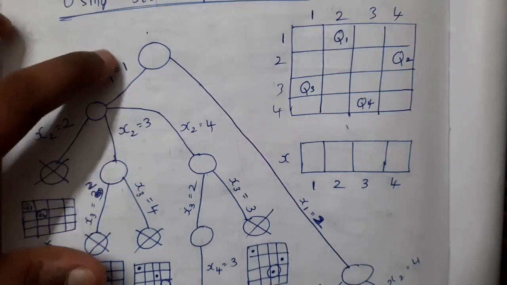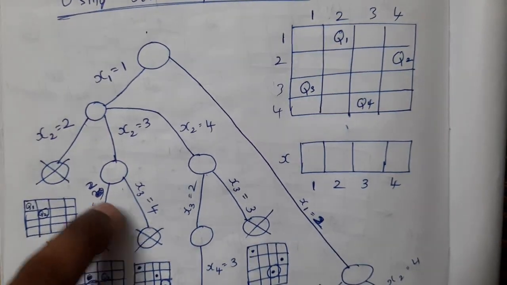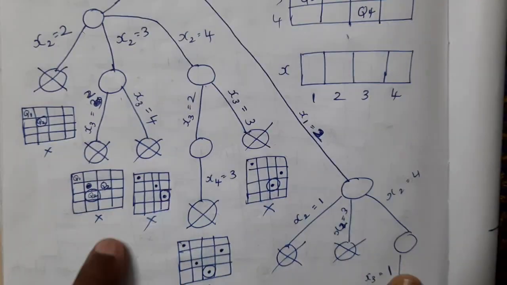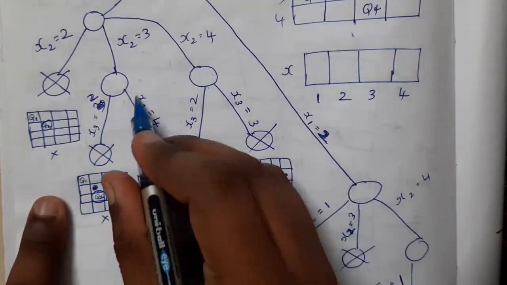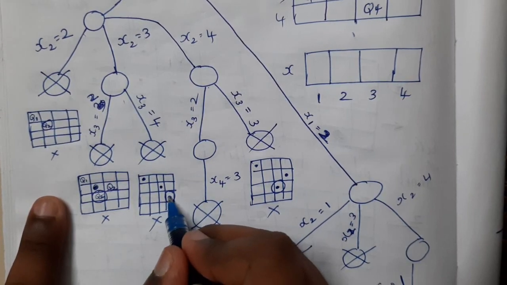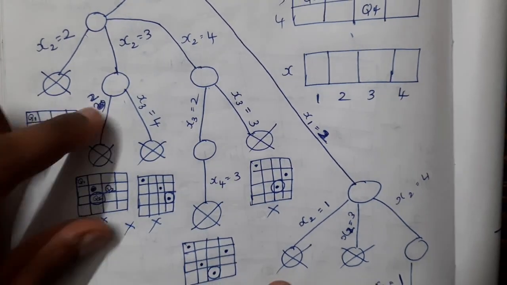Inside 3, we have 1 and 3 already done, so you need to do 2 and 4. Now you are selecting the second position, but again it is causing a collision. The third position or fourth position is also causing a collision. So you can avoid this whole part.